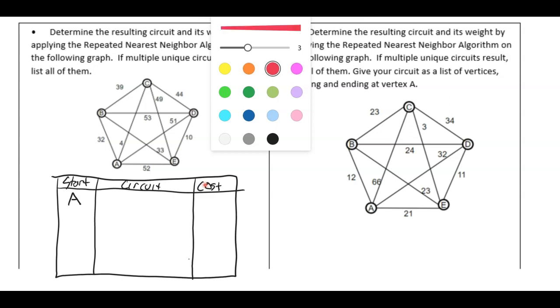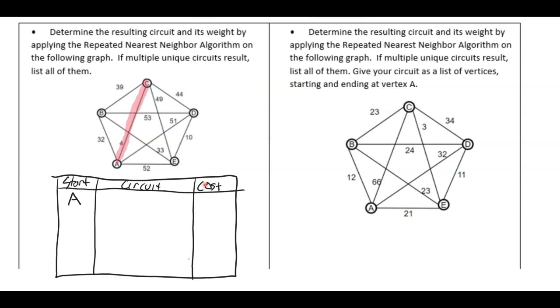From A, the cheapest is to C. From C, the cheapest is to B. From B, the cheapest is actually back to A, but then we would have missed out on the other cities. So we're not done yet. We can't go to A, that one's not possible. We can't go back to C. So those two are out. But we can still do 53 or 33. That's cheaper, so let's go to 33.